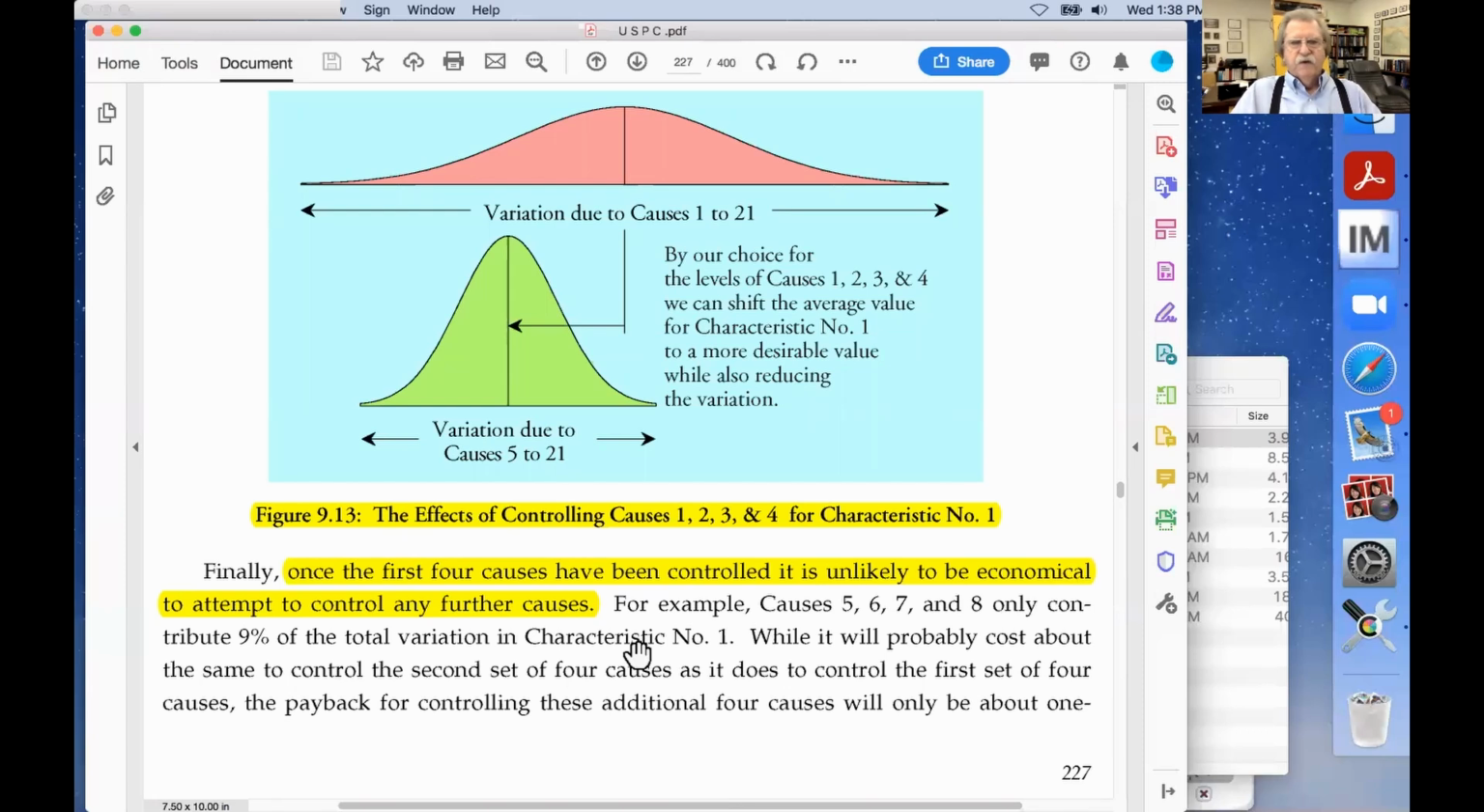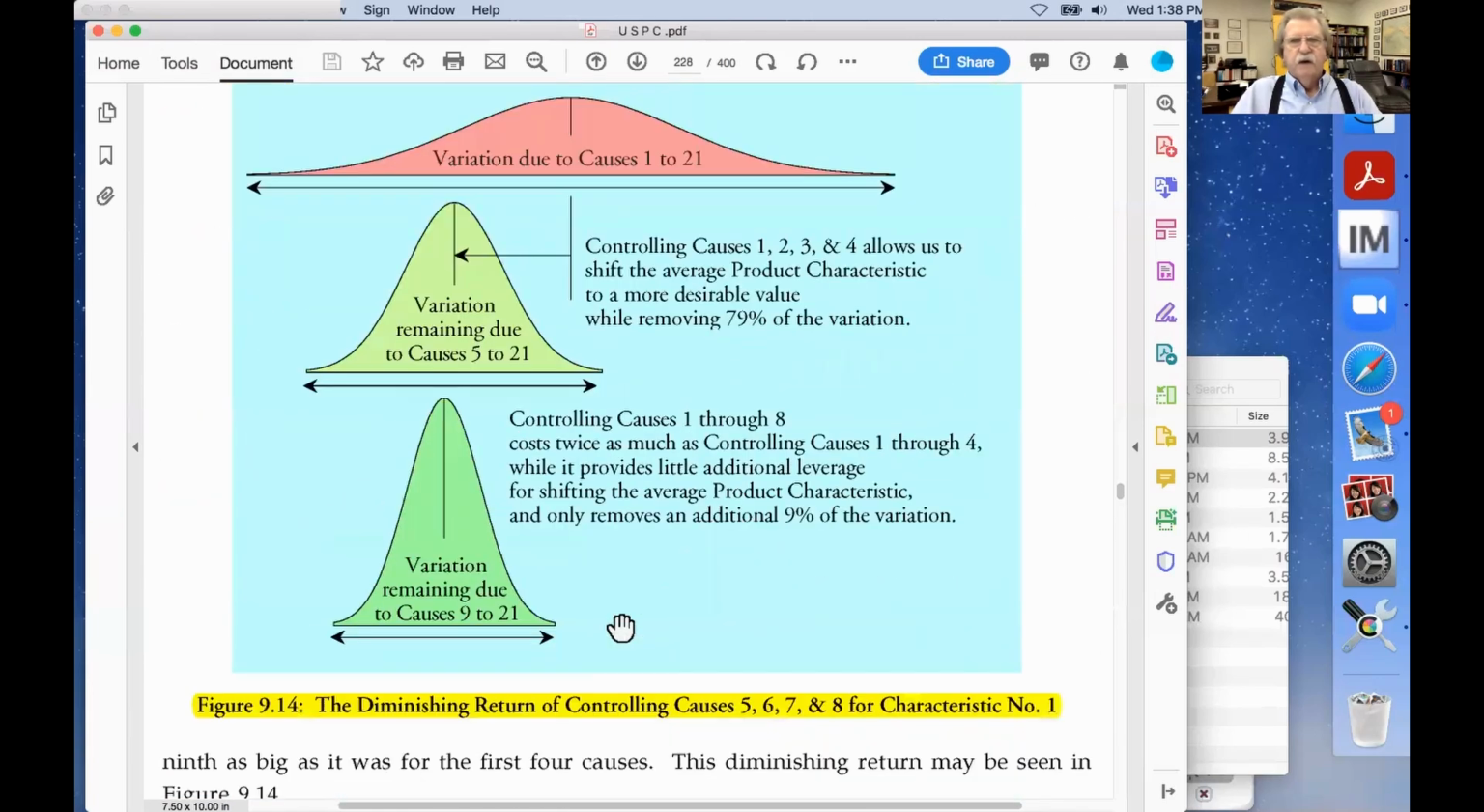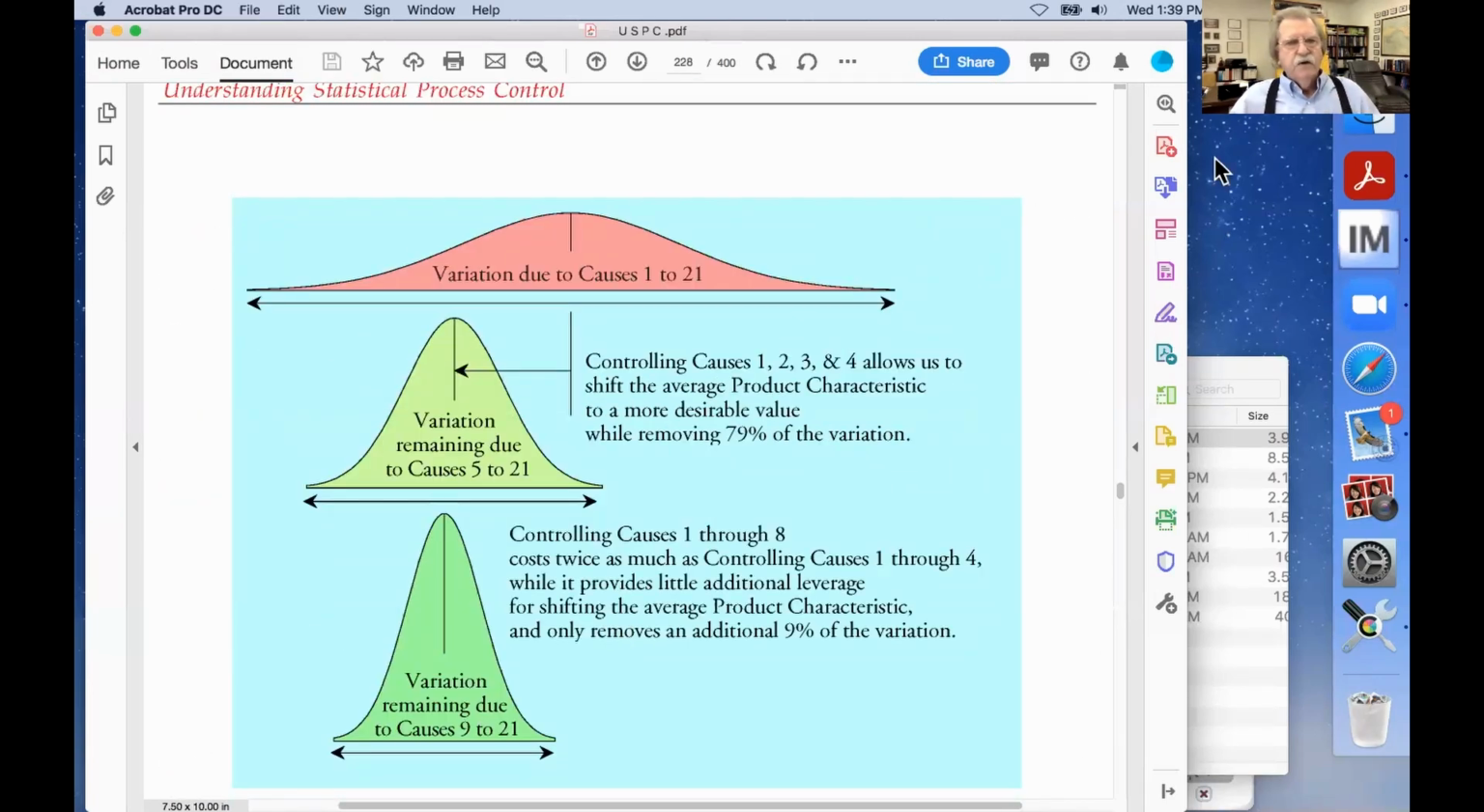Finally, once the first 4 causes have been controlled, it is unlikely to be economical to attempt to control any further cause and effect relationship. For that, page 228. You see, controlling 1, 2, 3, and 4 reduced the variation by 79% and brought the average to where we wanted it.